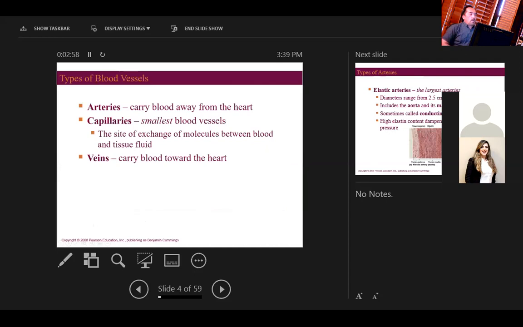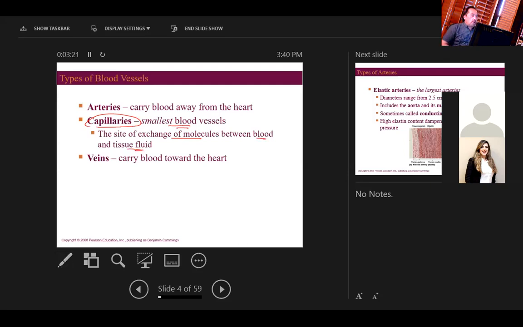Okay, so next we're going to take a look at the types of blood vessels. We have arteries and veins. Arteries carry blood away from the heart, and veins carry blood toward the heart. In between the two, the connection between the two is called a capillary, the smallest blood vessels. The capillary is where the exchange of molecules between blood and tissue occurs.